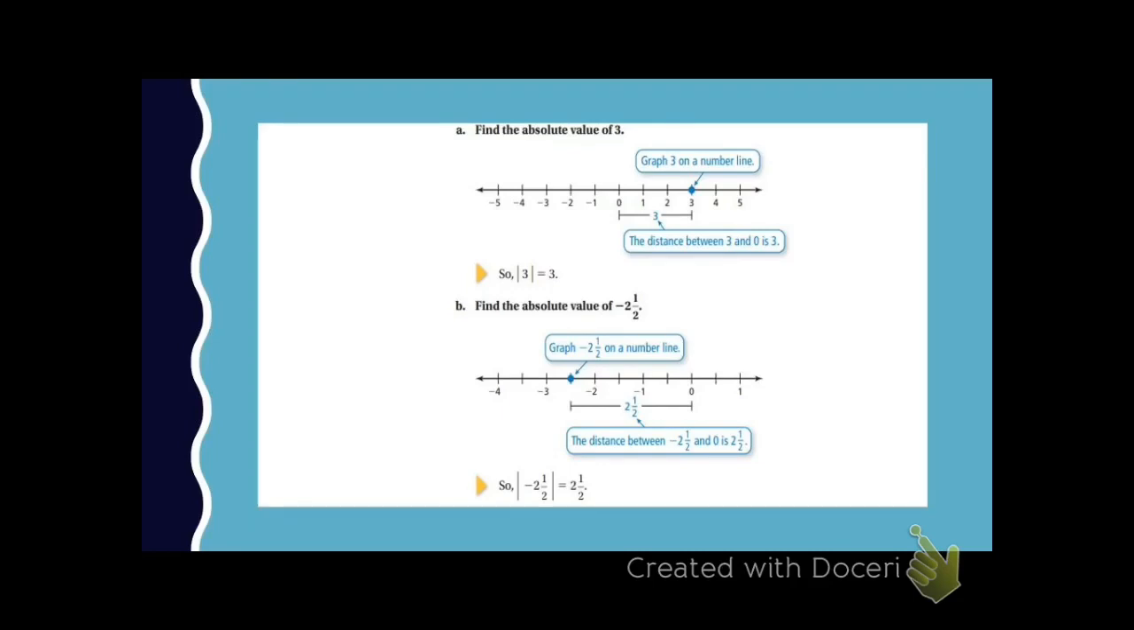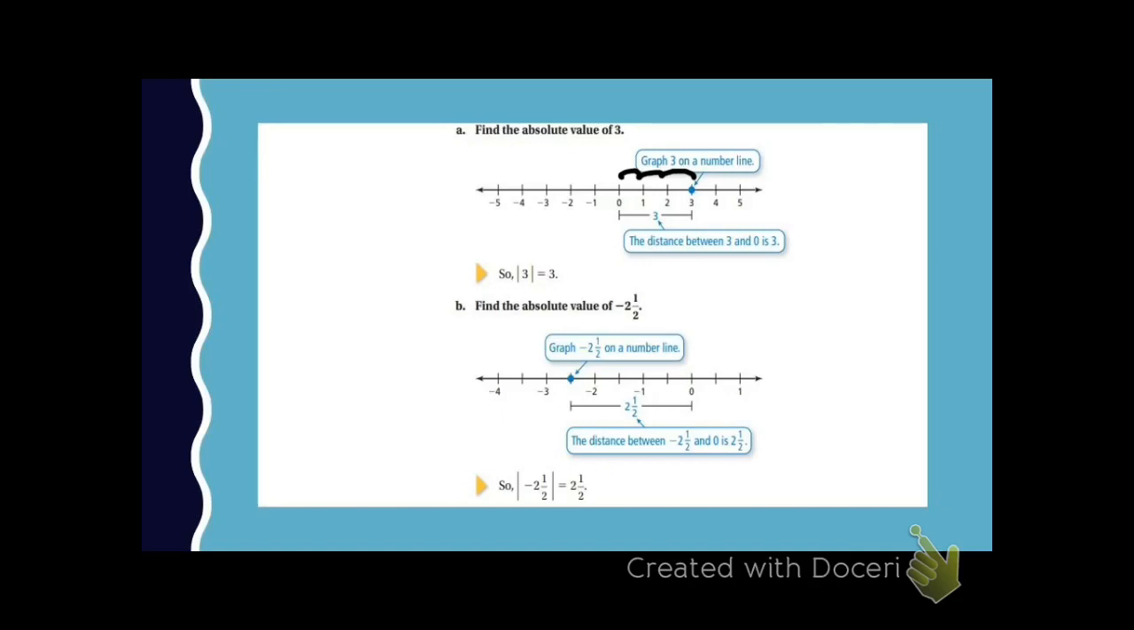All right, let's look at graphing it. If it says find the absolute value of 3, all right, so I go to 0 and I move towards my 3. How many places did I move? 1, 2, 3. So the distance between 3 and 0 is 3. So the absolute value of 3 is 3.